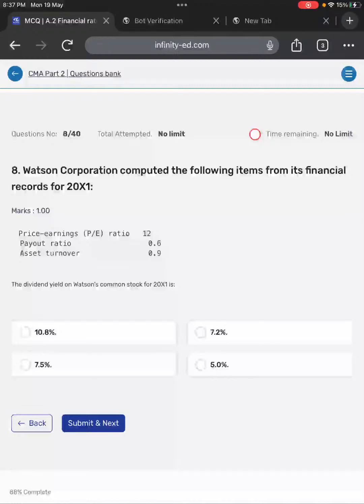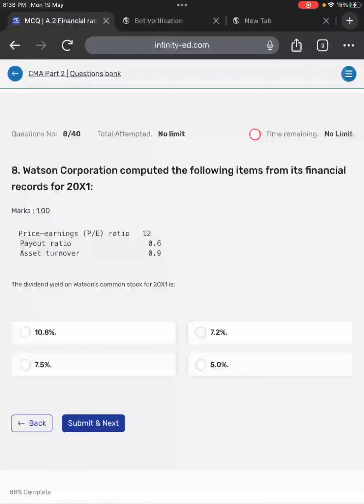Now in question number 8, PE ratio 12, payout ratio 0.6, asset turnover 0.9, dividend yield. PE ratio means market price divided by EPS equal to 12. What is the market price?